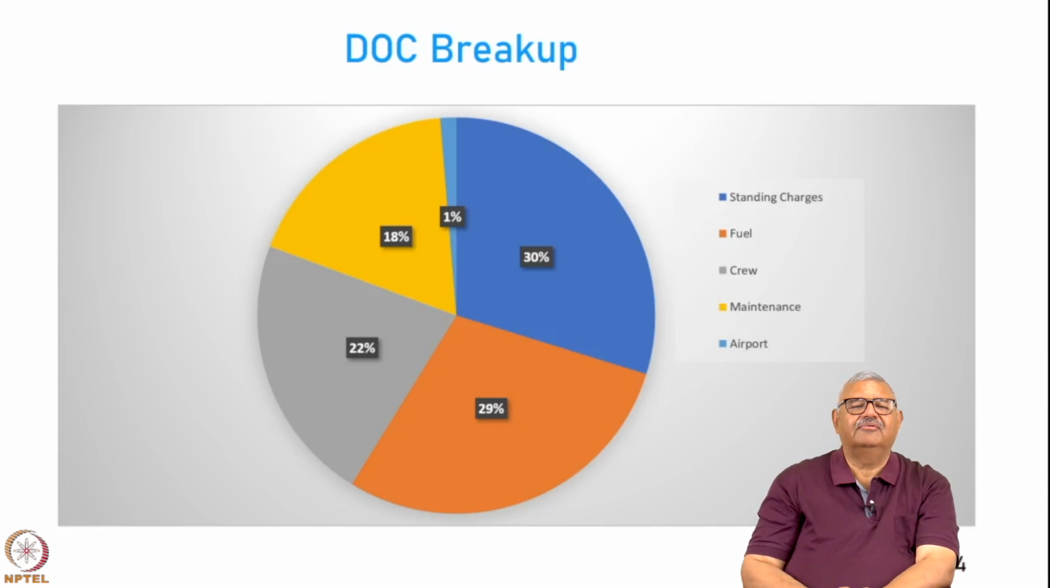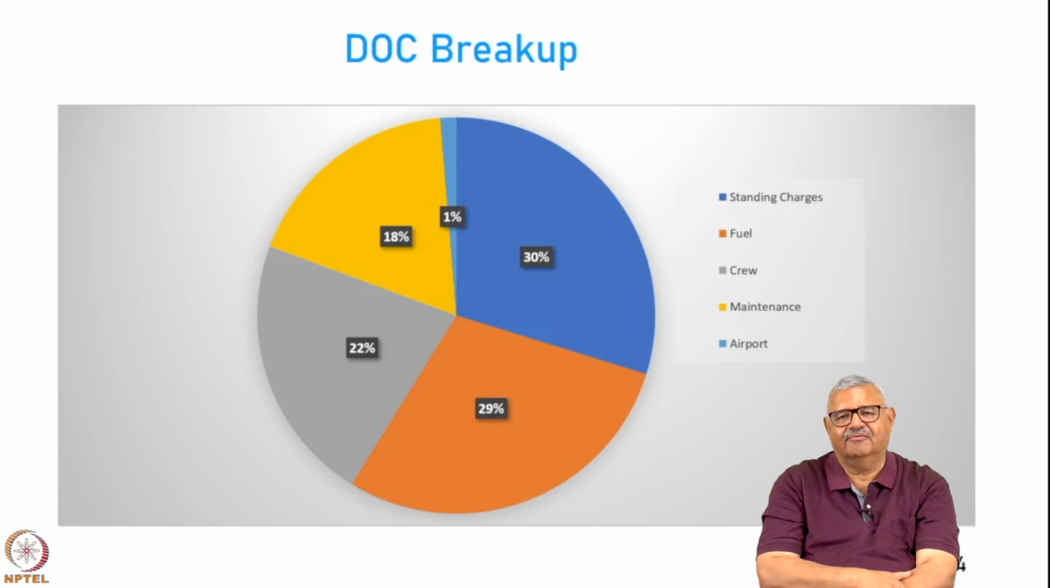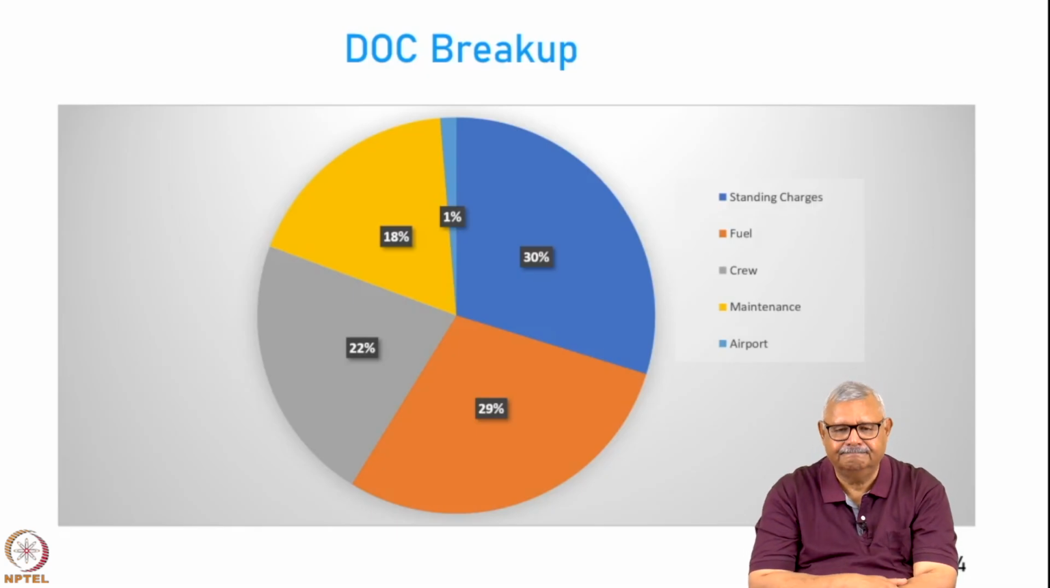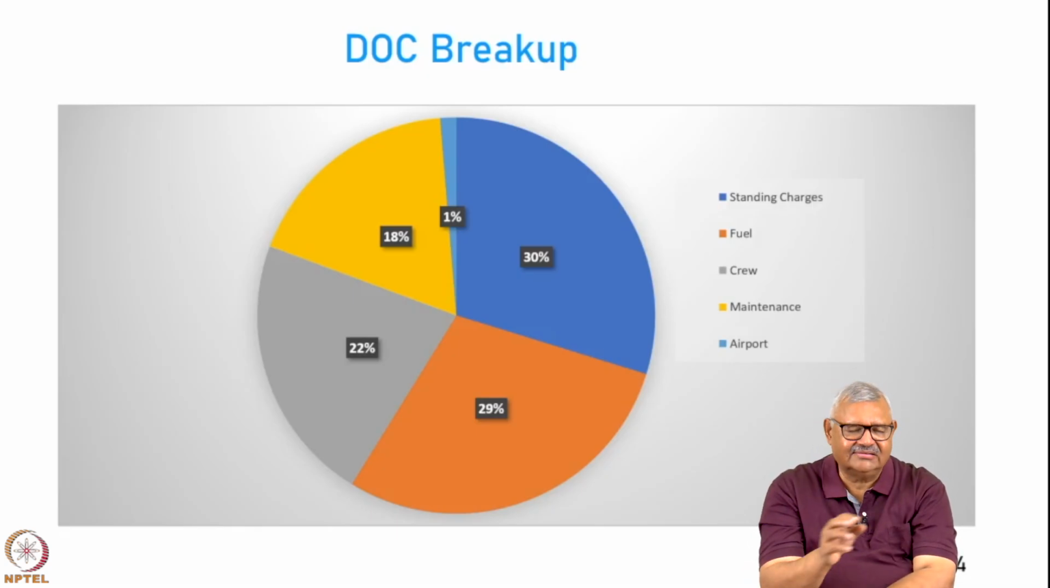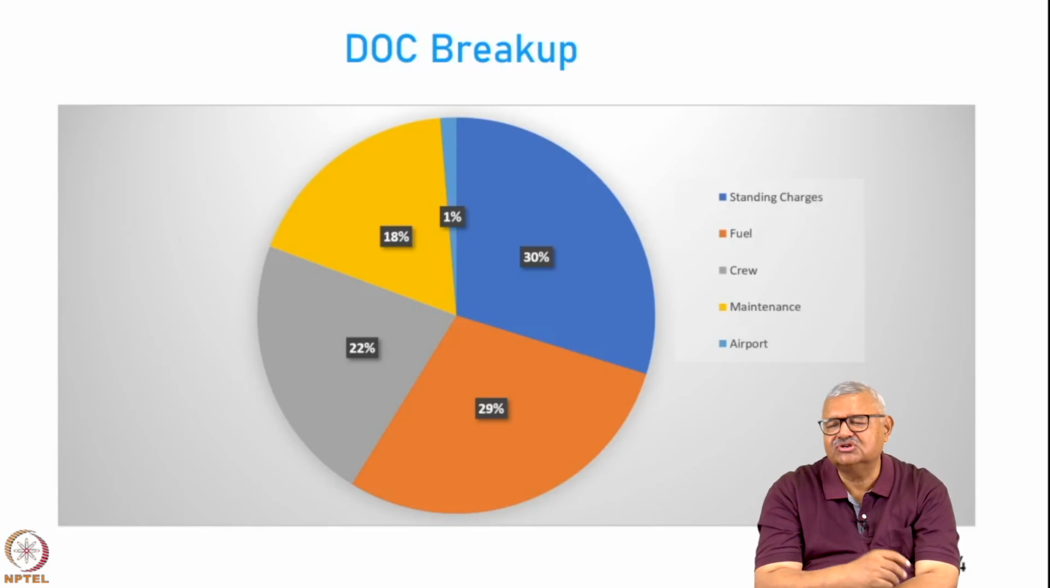So, I hope you have received a broad understanding of the various components of DOC, what factors affect the DOC, and what is the breakup of a DOC for a short haul operation of a commuter and regional aircraft using twin turboprop engines operating a distance of 250 nautical miles in domestic airports in India.